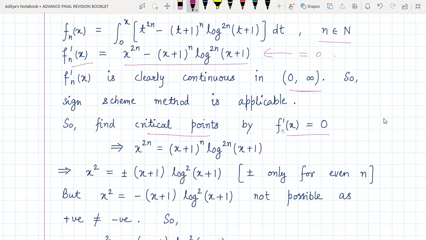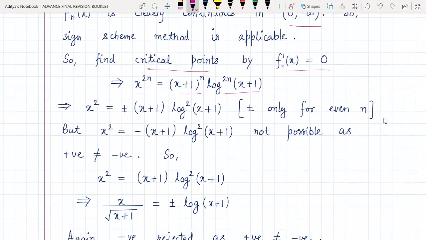on doing that, you will get x^(2n) is equal to (x+1)^n into (log(x+1))^(2n). Now, this actually gives us x^2 is equal to plus or minus (x+1) into log^2(x+1). Plus or minus can only appear for even n. If n is odd, then it would only be plus. But anyway, we are considering the general case. So even if it is an even number, then it can be negative also, so no problem. But this can't be equal, right? It is not possible, because positive can't be equal to negative.